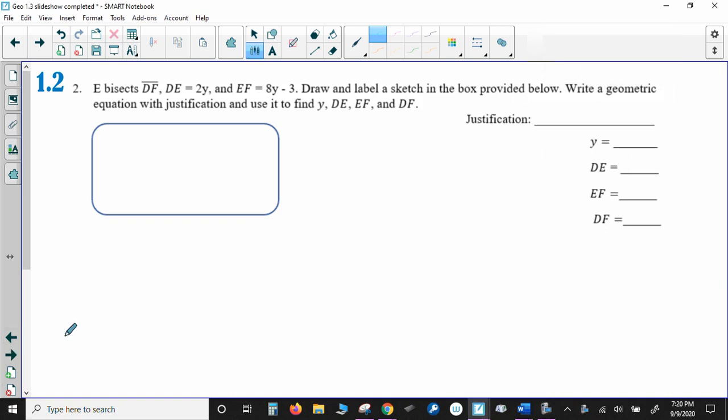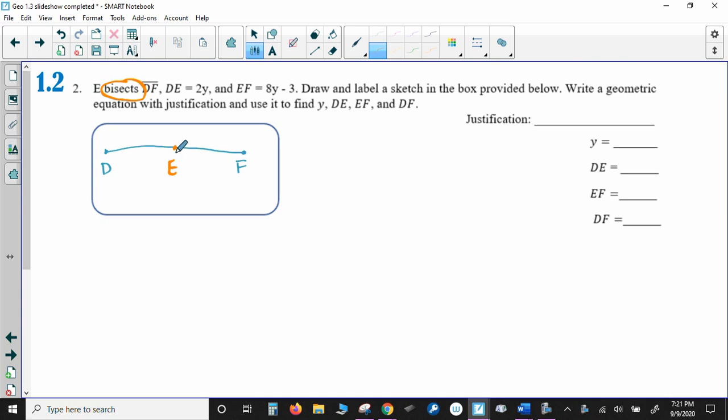Okay, so this problem says, and this is from 1.2, that E bisects segment DF. So I'm going to start out by drawing my segment. Ooh, that's terrible looking. BF. And it says that it bisects. Bisects has a very specific definition. It says it cuts it exactly in half. So pretending this is actually a straight line, which it is not, I'm going to call that the midpoint. Is it exactly? No, but I'm going to draw it as best I can. And this is point E.